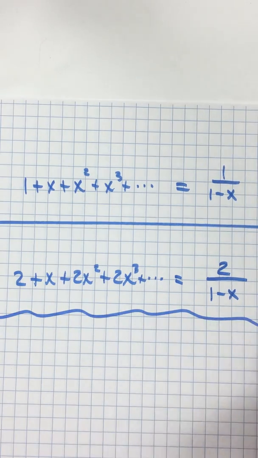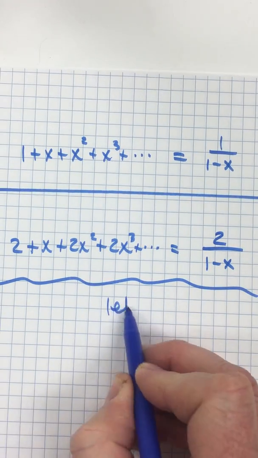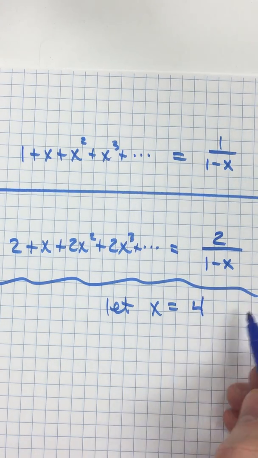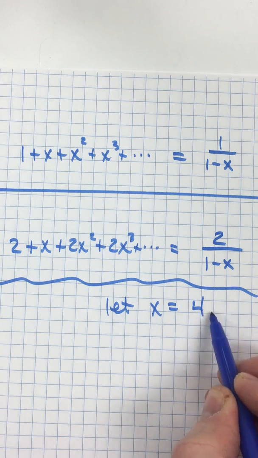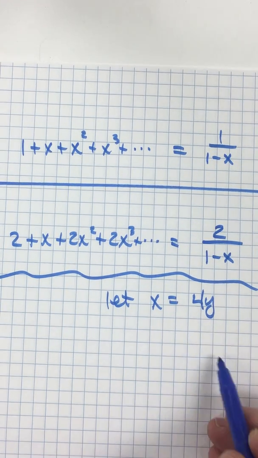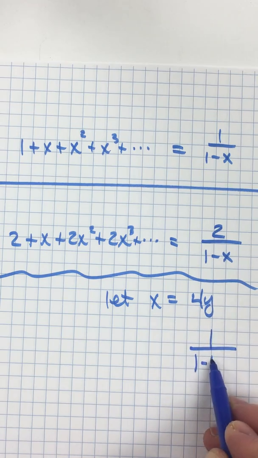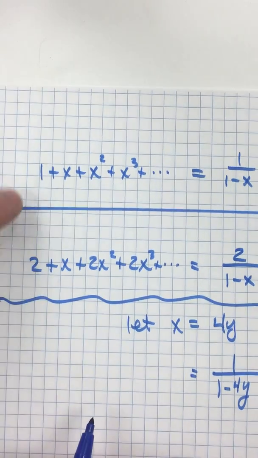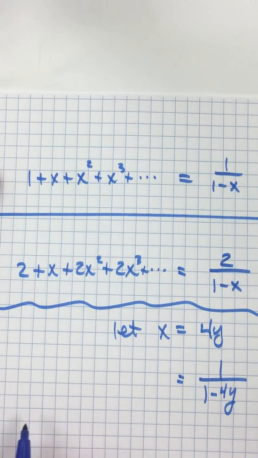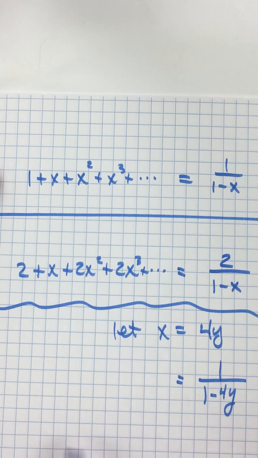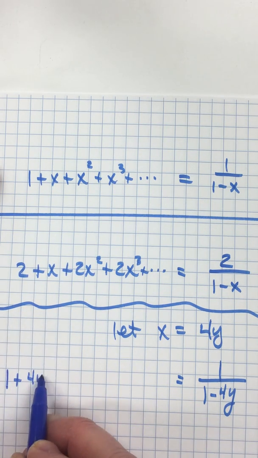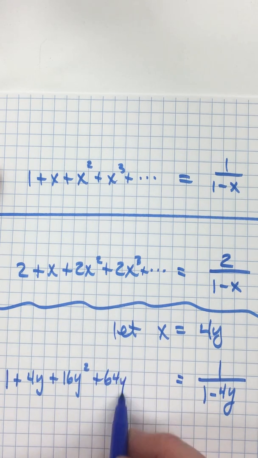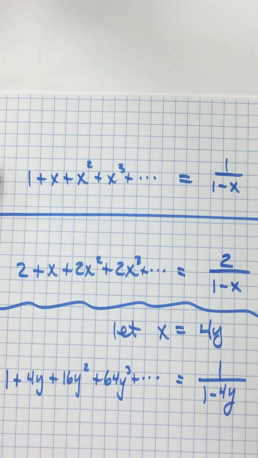Another thing I could do is make a substitution. Let x be equal to, I don't know, 4y. Then this thing becomes that. And on the other side, going back up to my original, all of the x's turn into 4y's. So 1 plus 4y plus 16y squared plus 64y to the third plus so on and so forth.